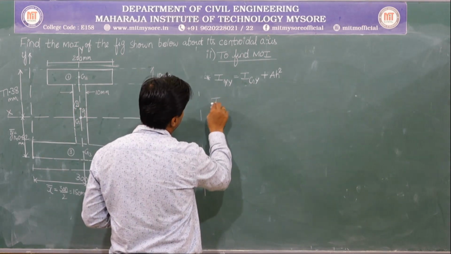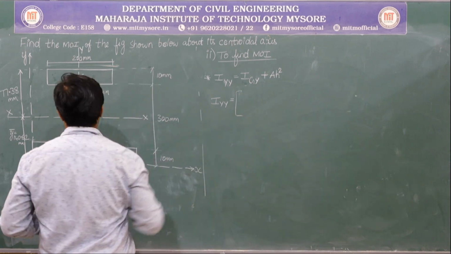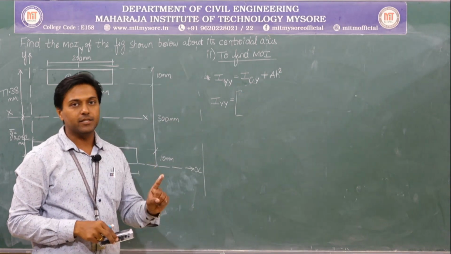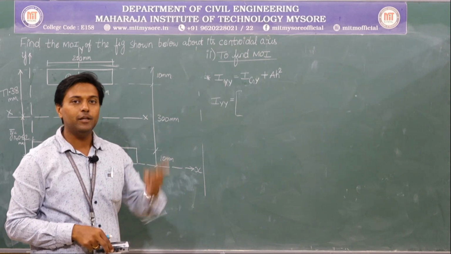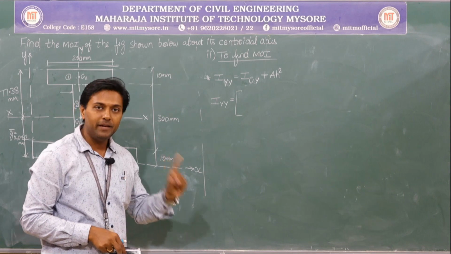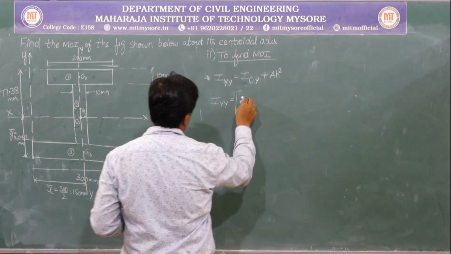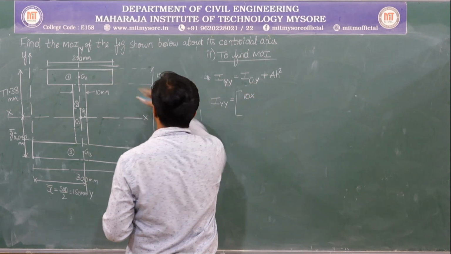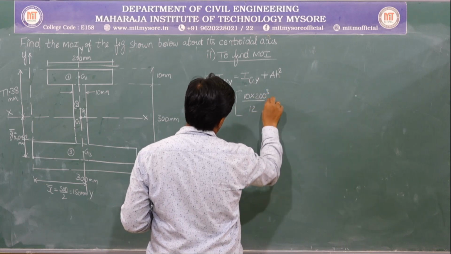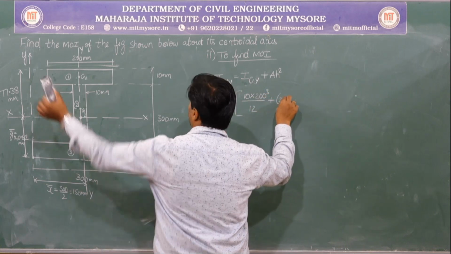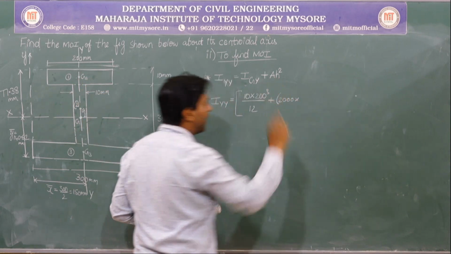So again, Iyy is equal to, let me take up the first diagram. So first diagram is a rectangle. About y axis, what is the formula of moment of inertia of a rectangle? It is db cube by 12. So what is that d? d is 10. db cube, b is 200 cube by 12 plus area is 2000, because 200 into 10, 2000 into h square.